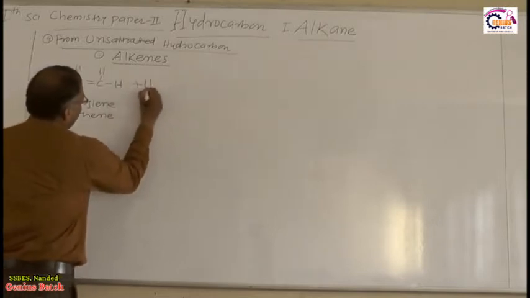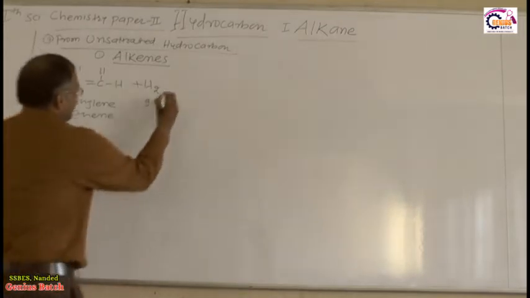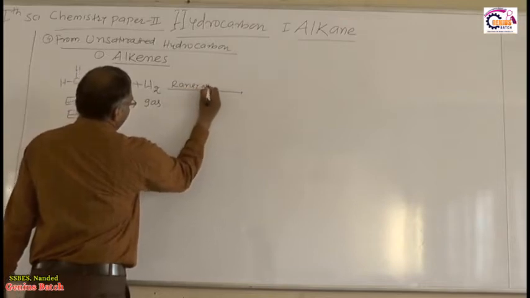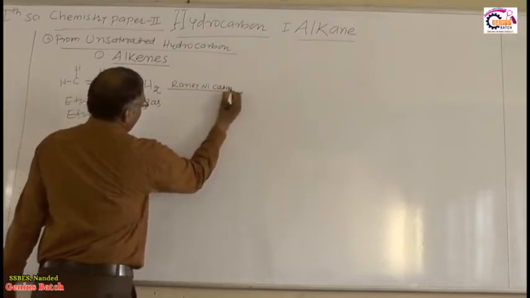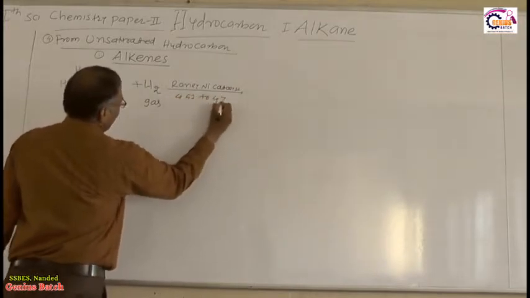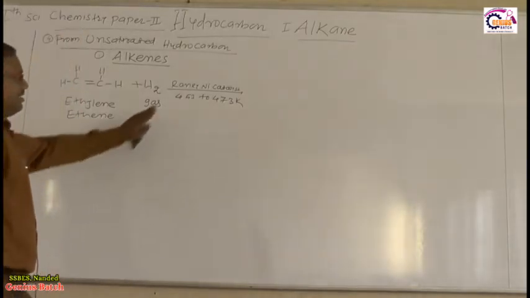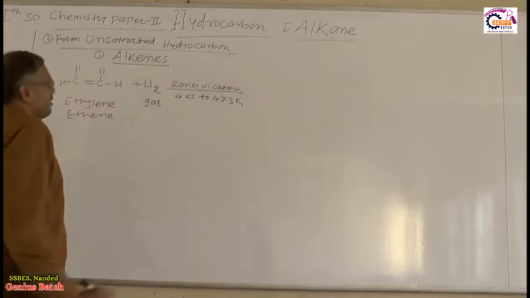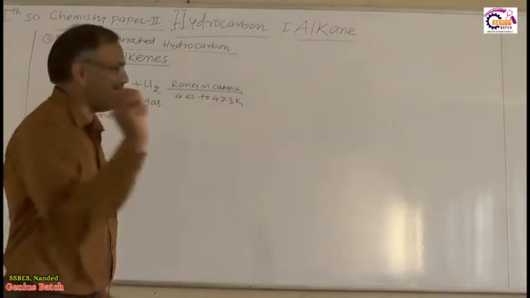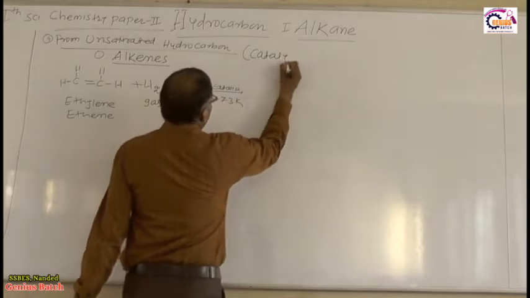When this ethene or ethylene is heated with hydrogen gas in the presence of Raney nickel catalyst at about 453 to 473 Kelvin, this is the reaction condition. Now this process is also called catalytic hydrogenation, as this is hydrogenation. What is the type of hydrogenation?